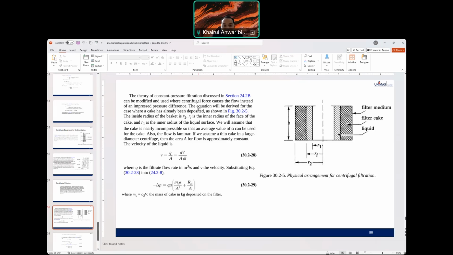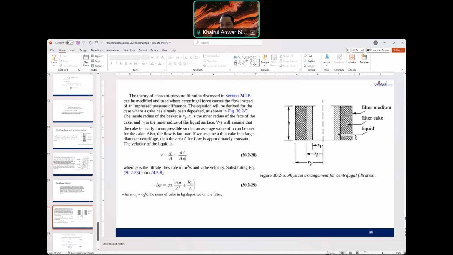The equation will be derived from the case where a cake has already been deposited, as shown in figure 2-5. The inside radius of the basket is r2. Ri is the inner radius of the face of the cake, and R1 is the inner radius of the liquid surface. We will assume that the cake is nearly incompressible so that an average value of alpha can be used for the cake. Also, the flow is laminar. If we assume a thin cake in a large cylinder, then the area for flow is essentially constant.